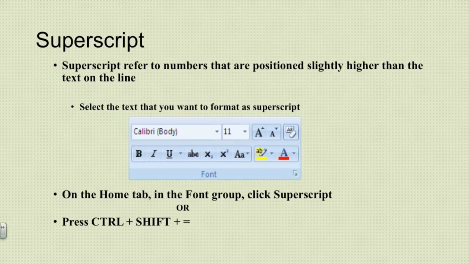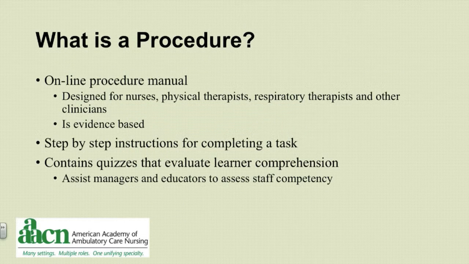Now, for those of you unfamiliar with superscripting, superscripting is the numbers that are positioned slightly higher than the text on the line. How do you do this? You're going to select the text that you want to superscript. Highlight it, in other words. On your Home tab, in the font group, click Superscript. Or you can press Control, Shift, and the equal sign. It will superscript the number for you.